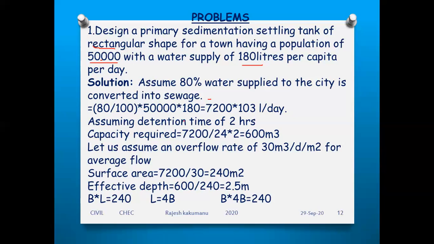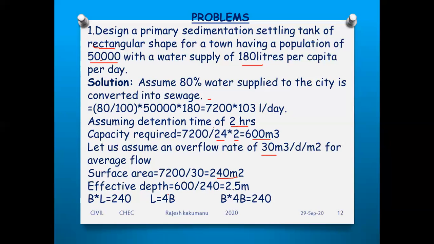Then assuming the detention time is 2 hours, the capacity required is 7,200 divided by 24 per day, into the detention time of 2 hours. So per day is 24, into 2 hours, that is 600 meter cube. Let us assume an overflow rate of 30 meter cube per day per meter square for average flow. So the surface area is 7,200 divided by 30, which gives 240 meter square.